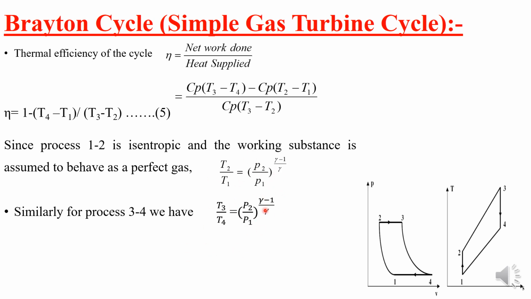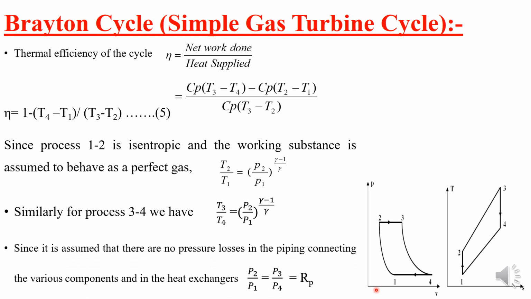In both cases we have P2 by P1, which means the right-hand side is the same. Now we will define one term, that is the pressure ratio. What does pressure ratio mean? Pressure ratio is the ratio of maximum pressure to the minimum pressure, and it is denoted by Rp. So Rp is nothing but P2 by P1, the maximum pressure over the minimum pressure, which also equals P3 by P4. Hence, instead of P2 by P1 or P3 by P4, you can substitute Rp.